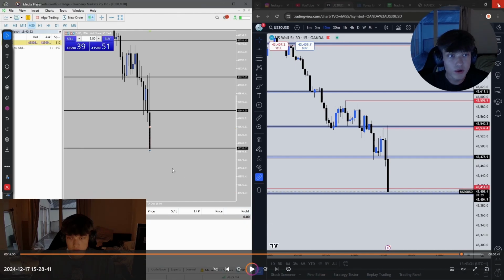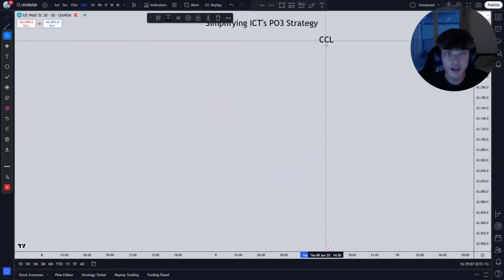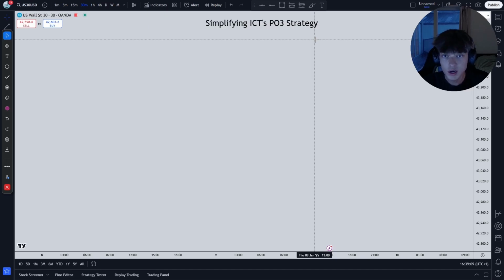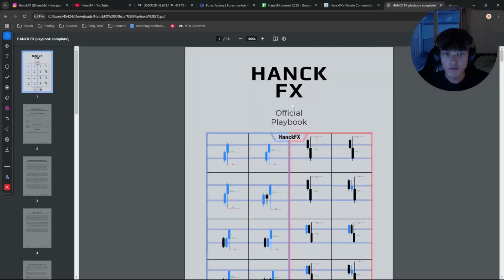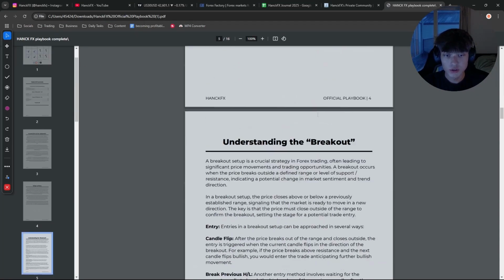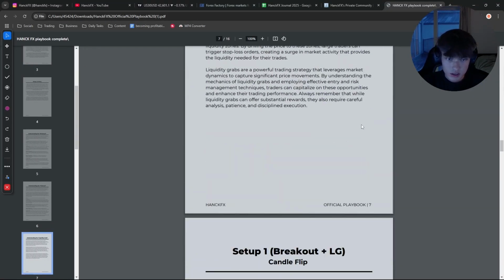It is simple. Once you get the hang of this, once you get the hang of continuation, consolidation, liquidity, you can make so much money doing this. And look at this, boys. I have a free PDF file of this entire strategy, also using continuation, consolidation, liquidity.